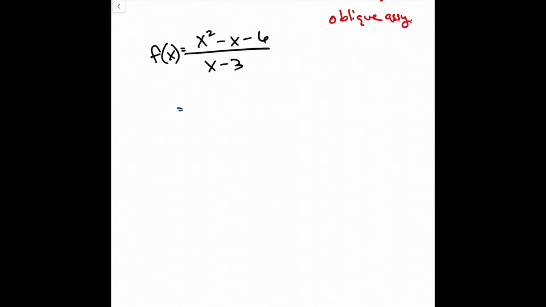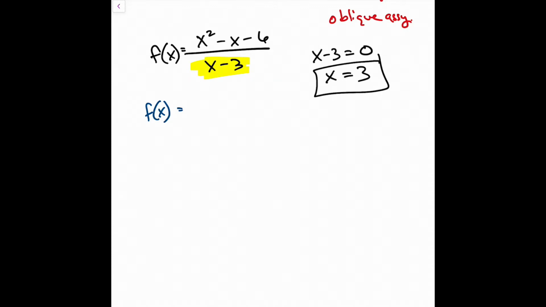So what I'm going to do next, also keep in mind that my denominator, what number can x not be? It can't be +3, right? x minus 3 cannot be 0, first of all, so that means x cannot equal 3. So that means at 3 I will have an asymptote.